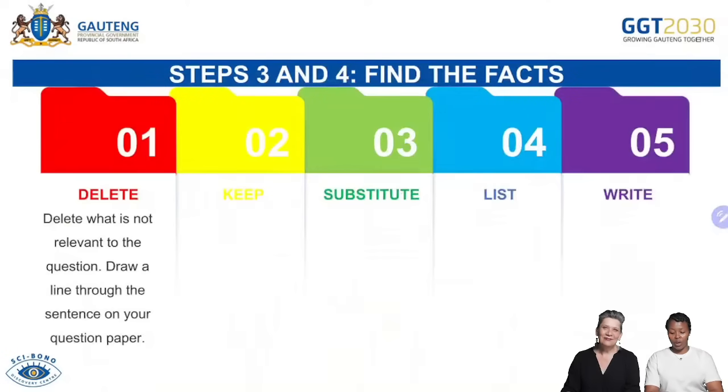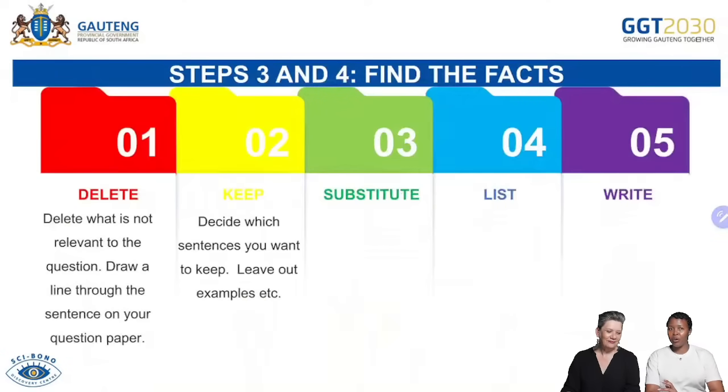Delete what is not relevant to the question. Draw a line through the sentence on your question paper. Remember what Liz said: the question paper is yours and you need to use it maximally. Keep. What do we mean by keep? Decide which sentences you want to keep and leave out examples. You might have noticed in previous examinations that there's a fact, then supporting sentences or evidence, and additional examples, which could mean one paragraph is talking about the same thing. You don't have to repeat that. You only focus on the main point and put that down as your summary.